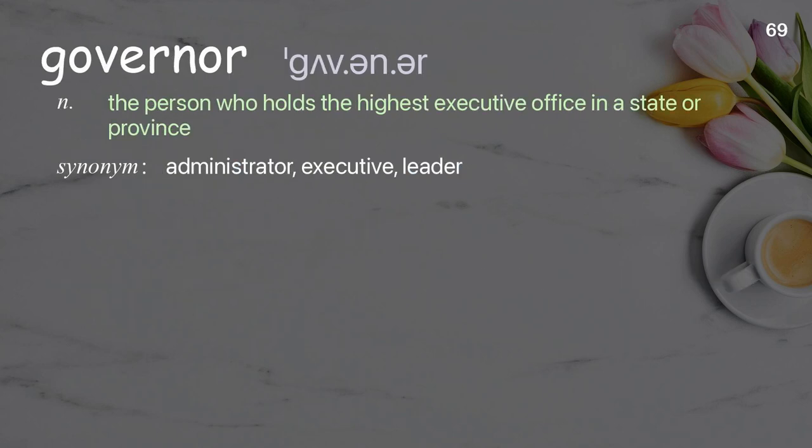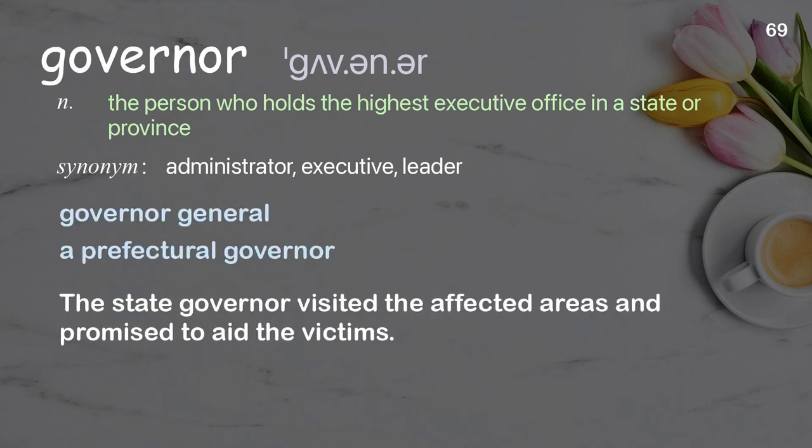Governor. The person who holds the highest executive office in a state or province. Examples: governor general. A prefectural governor. The state governor visited the affected areas and promised to aid the victims.